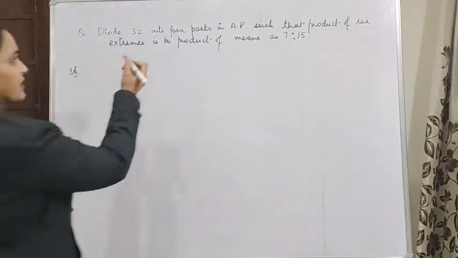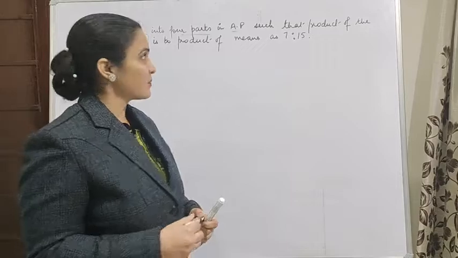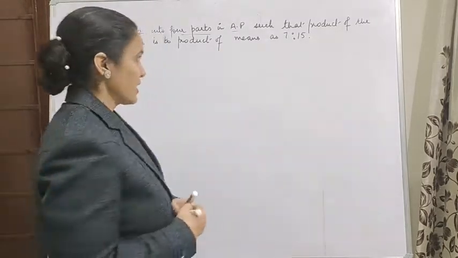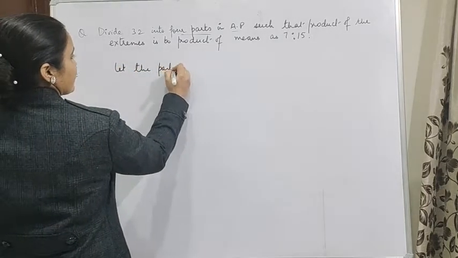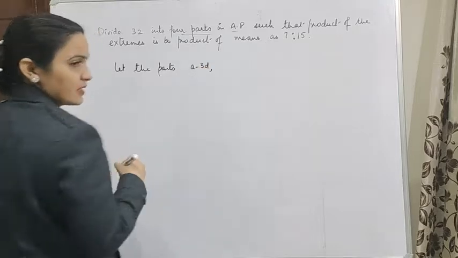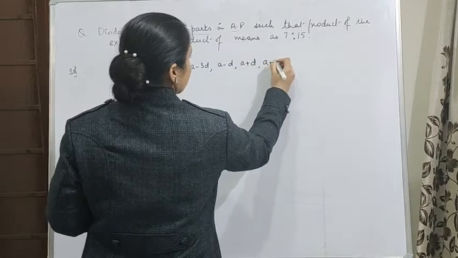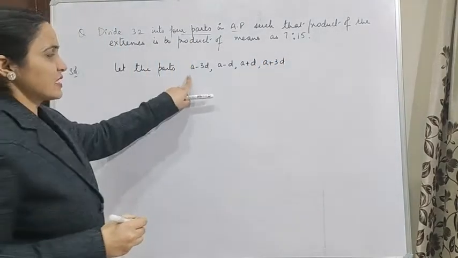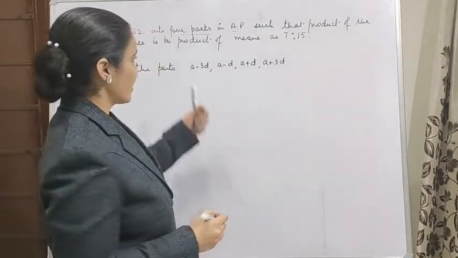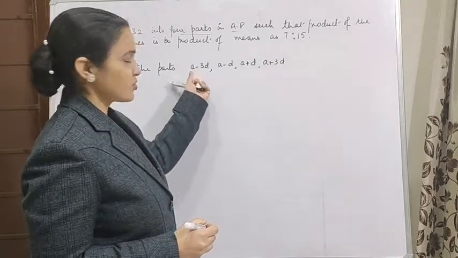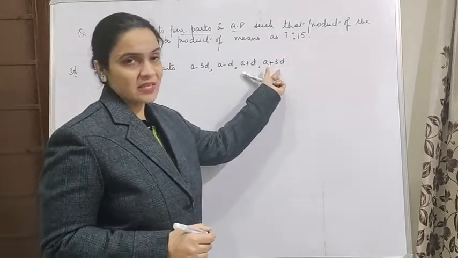So we have to divide 32 into 4 parts which are in AP. When we have to divide into 4 parts in AP, that means we have to take 4 numbers in AP. So let the parts which are in AP be A minus 3D, A minus D, A plus D, A plus 3D. We have discussed earlier that if we have to take 4 numbers in AP, then for our convenience, we will take those numbers as A minus 3D, A minus D, A plus D and A plus 3D.